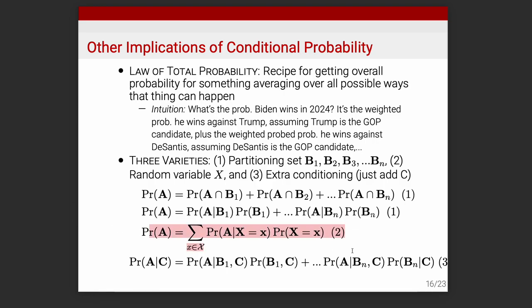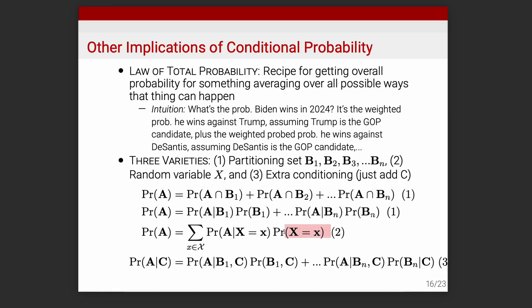I really like formulation 2. You're basically saying the probability of A, which here is the probability that Biden wins, is equal to the sum over all candidates. So think of X as being all the different candidates. Curly X is the set of all candidates, and little x is a specific candidate. And then you basically say, the probability that Biden wins given Trump times the probability of Trump, and then you sum up over all the different possibilities.